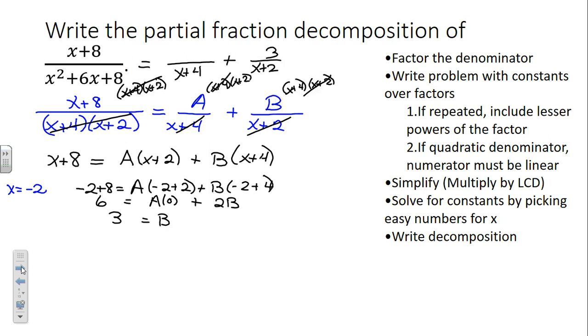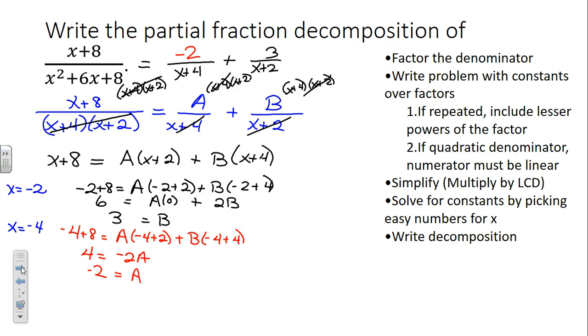So now what should we let x be? -4. If we let x be -4, then we'll have a good old -4 plus 8 equals A times (-4 plus 2) plus B times (-4 plus 4). And there's our 0. So a positive 4 equals a -2A. So what's A? And we have our partial fraction decomposition.